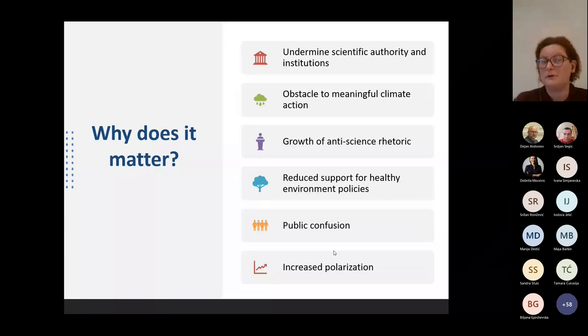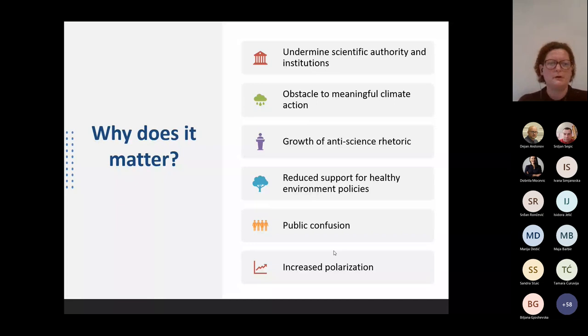There is another risk, the growth of anti-science rhetoric. Nowadays, the younger generation are much more skeptical about the science, much more skeptical about the scientists, much more skeptical about climate change. Of course, when we are far away, when we are not collaborating with scientists, what happens? We reduce our support for healthy environmental policies.